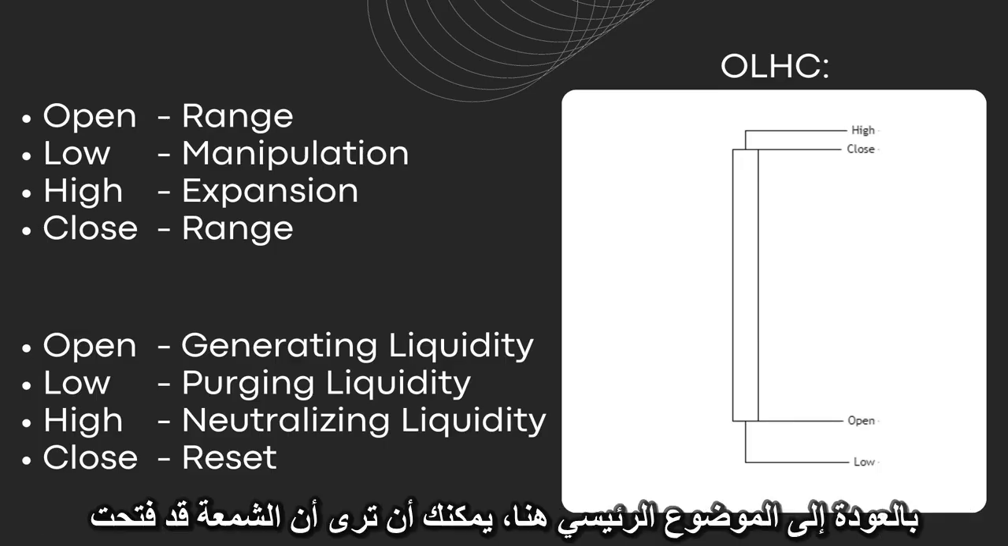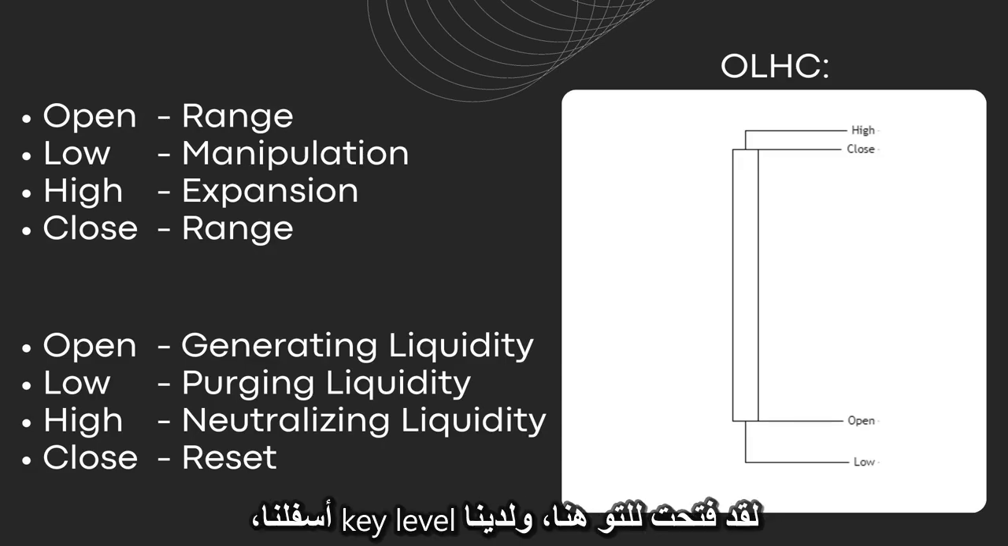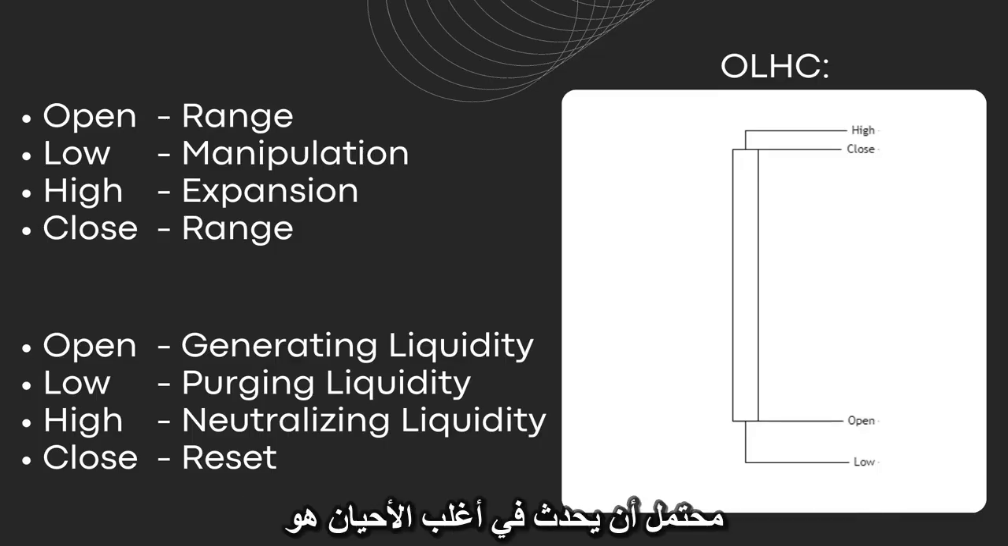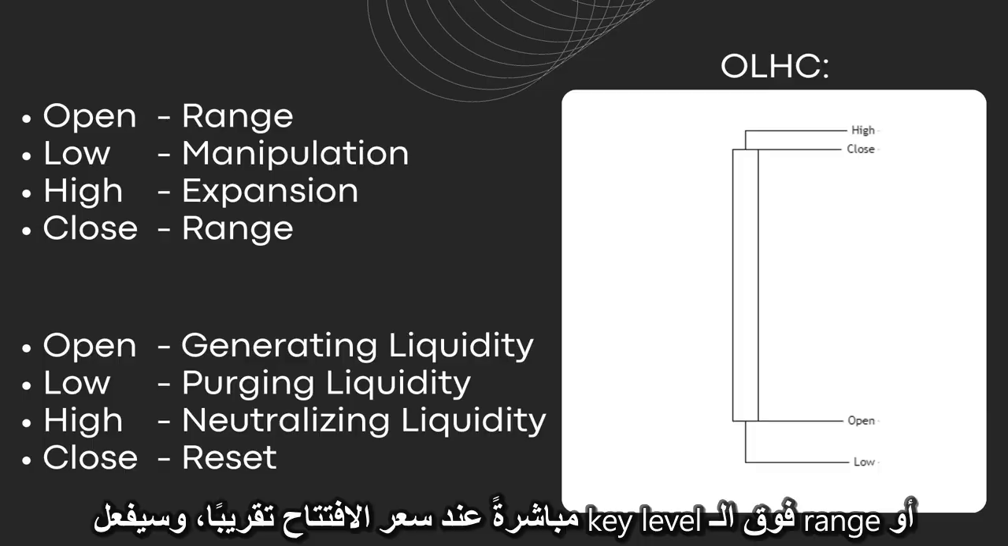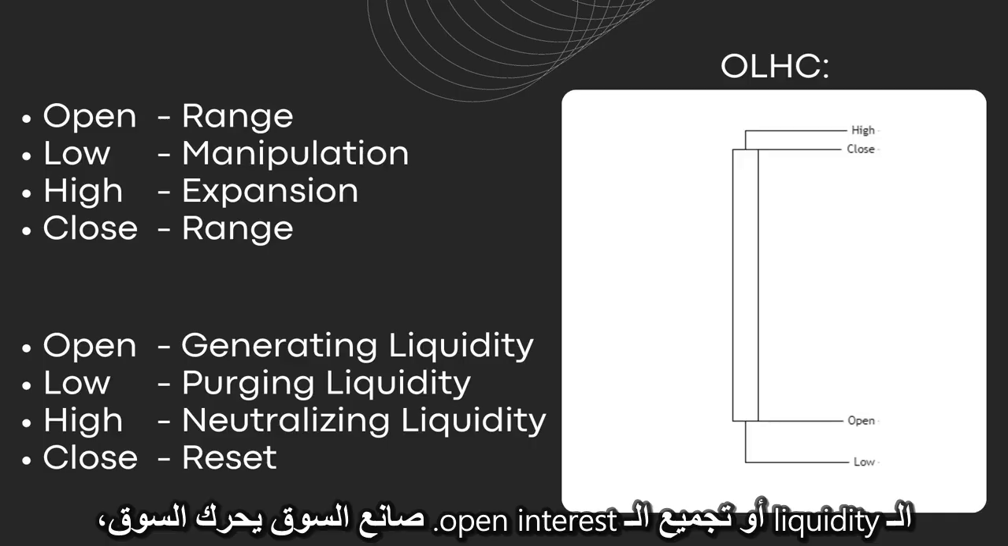So coming back to the main topic, right here you can see that the candle has opened right here, and let's say the candle hasn't done any of this, right? It's just opened, right? It opened just now right here, and we've got a key level below us, and the draw on liquidity is higher. Then based off of these factors, more often than not, first of all, price is going to form a ranging profile or a range just above the key level at around the opening price, and it's going to do that for one thing: to generate liquidity or to accumulate liquidity or to accumulate open interest, right?